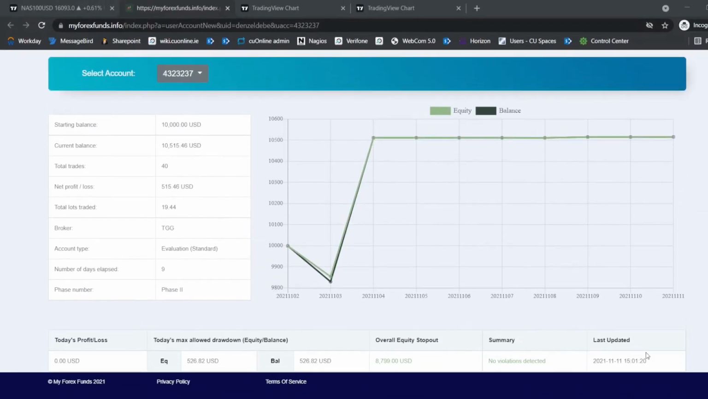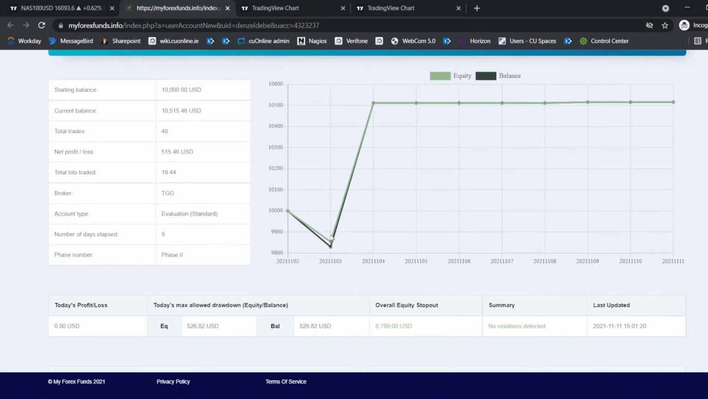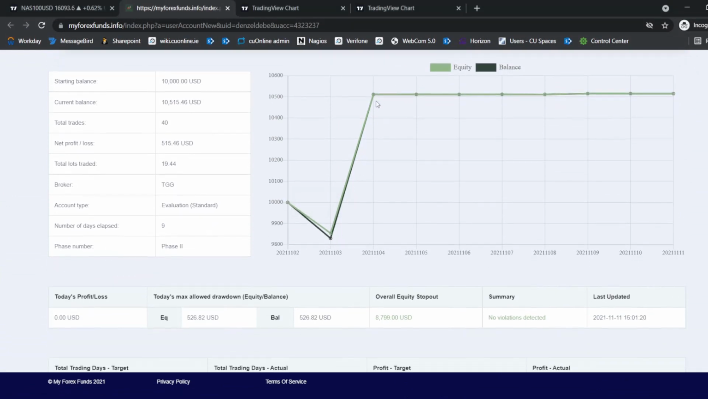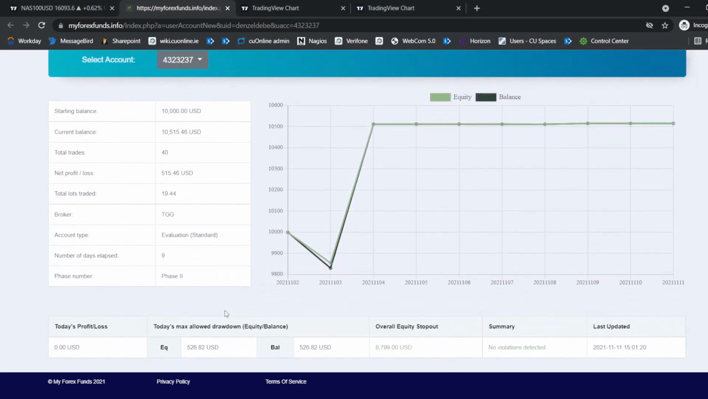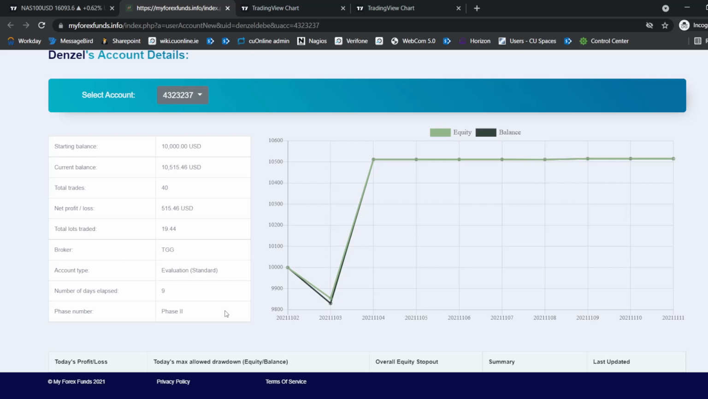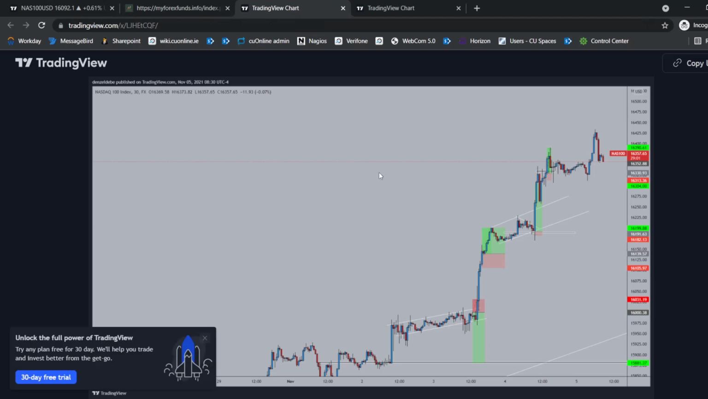Yo, what's good, my people? As you can see, everything has been done and dusted within this challenge. I actually passed this challenge in 3 days. Boom, everything is passed. I've got the live account now. Just showing you this. Just gonna quickly show you the trades that I took for phase 1 and phase 2, a quick run around. And yeah, so phase 1, sorry, this is phase 2.